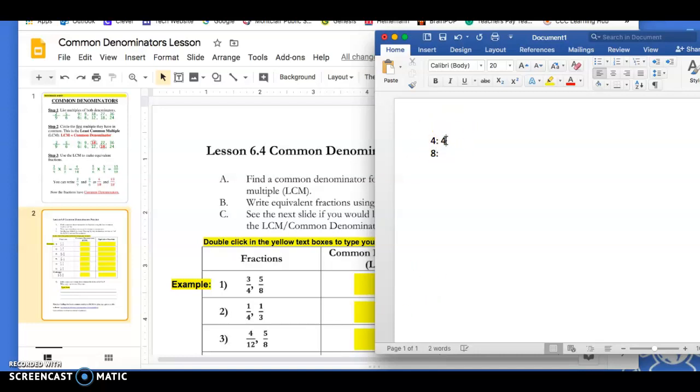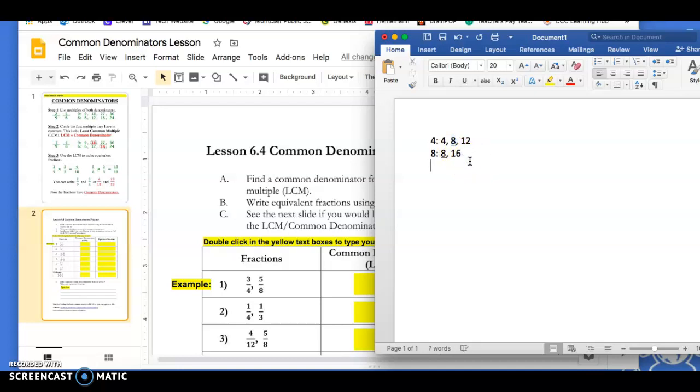1 times 4 is 4. 4 times 2 is 8. I can even go one more and say 4 times 3 is 12. Now when I go down here, I know that 1 times 8 is 8 and 8 times 2 is 16. But I already see something that they share in common. I have 8 for the 4. 4 times 2 equals 8, and 8 times 1 equals 8. And I'm going to underline these.